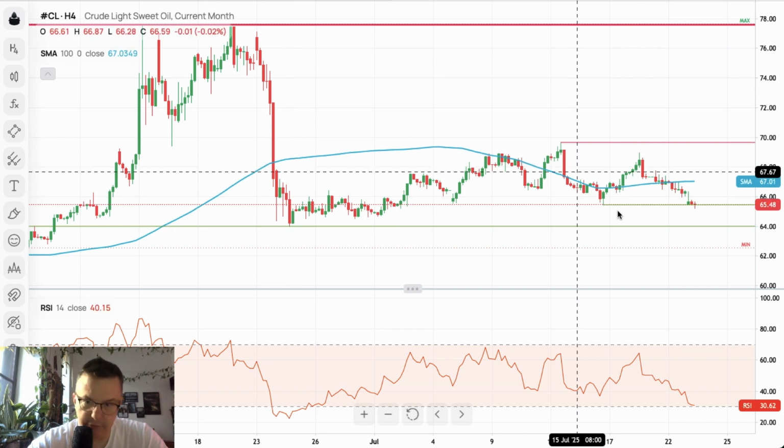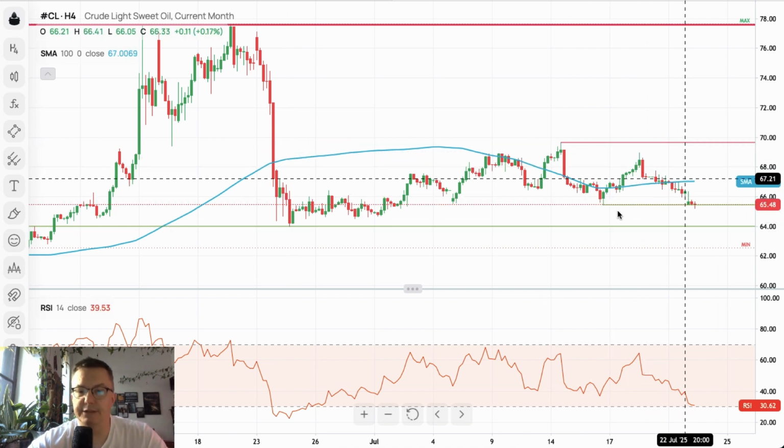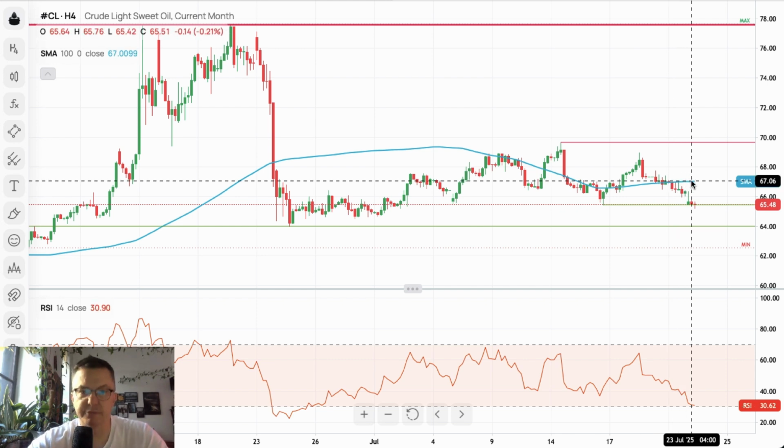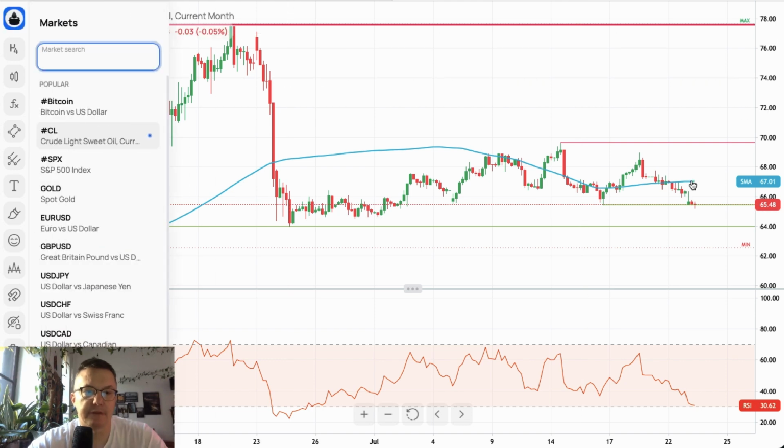But for now we still move inside of this tight range, but we are below 100 periods moving average, so we might see further deterioration.